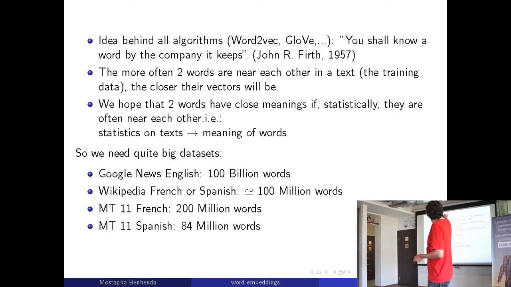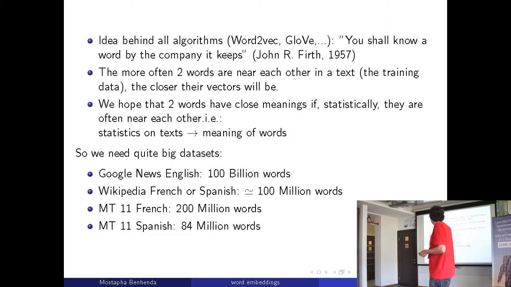So what is the idea behind all these algorithms? You have this proverb by John Firth that you know a word by the company it keeps. It is what Sergei explained this morning. And so the idea is that when 2 words are near each other very often in your text data, you hope that their meaning will be next to each other. So the idea is that you get meaning from statistics. This is the idea of these methods.